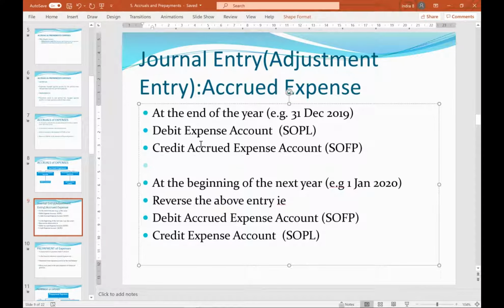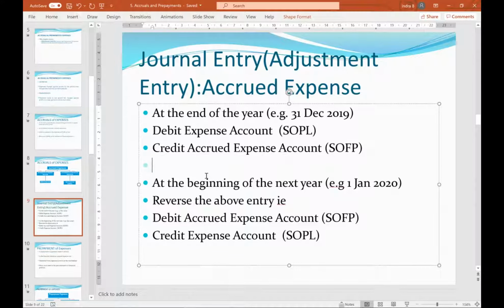When the actual bill comes next year, we will straight away make the entry: electricity expense debit and credit the bank. But this is like a notional entry. We have to do this debit expense, credit accrued expense, to show this as a liability that it is not being paid, and this is adding to the expense. And on the very next day, that is the next year, we reverse this entry. So this was for accrued expense.